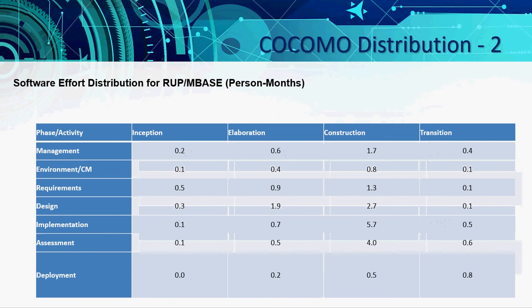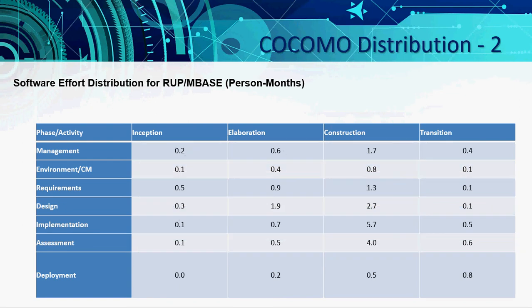This is another part of the distribution, which shows the phase and activity of management, environment, requirements, design, implementation, assessment, and development, with comparison to the inception, elaboration, construction, and transition of the system.